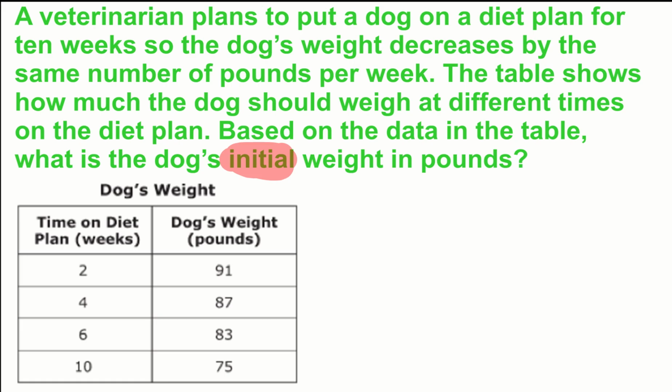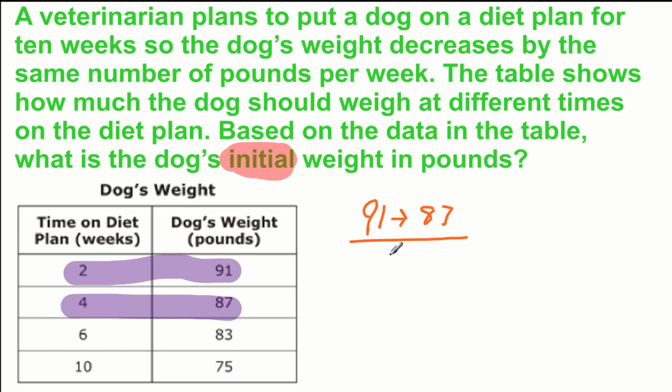So we haven't done any with tables really, but we've done tables before, just not with the word problems. Remember, it's like we got 2 ordered pairs, right? We got ordered pair there, ordered pair there. We don't need to use all of them. So I'm going to use those top 2. We do change in y. So we're going from 91 to 87. Over change in x, we're going from 2 to 4.